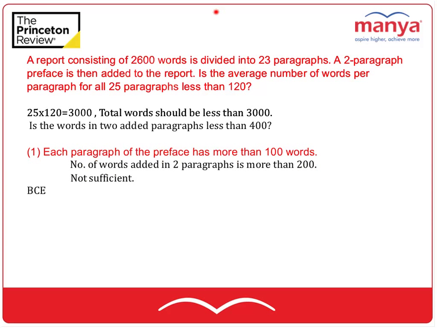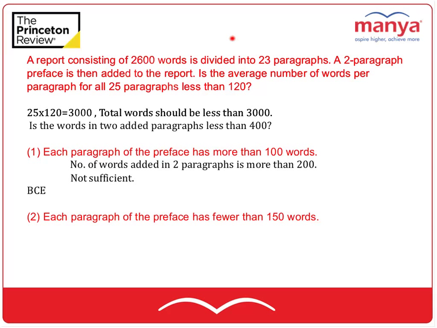Now you have to go and look into the second statement. So what does the second statement say? Each paragraph of the preface has fewer than 150 words. So we know that the 2 paragraphs are going to have less than 150 words each. Now tell me, is this statement alone sufficient for us to know whether the 2 added paragraph words are going to be less than 400? Is this sufficient? Yes or no?